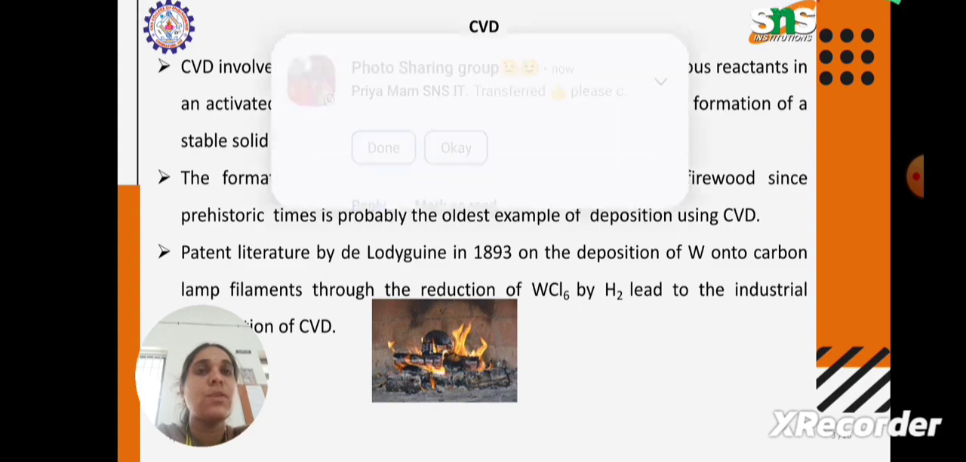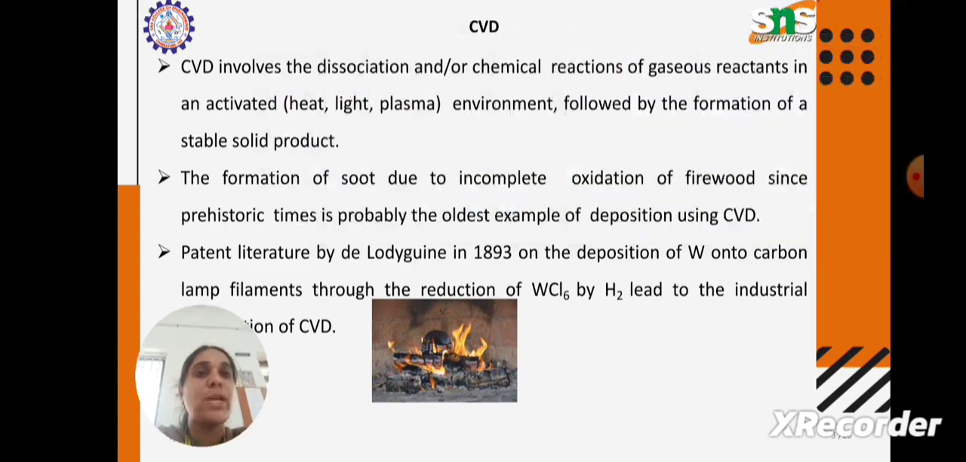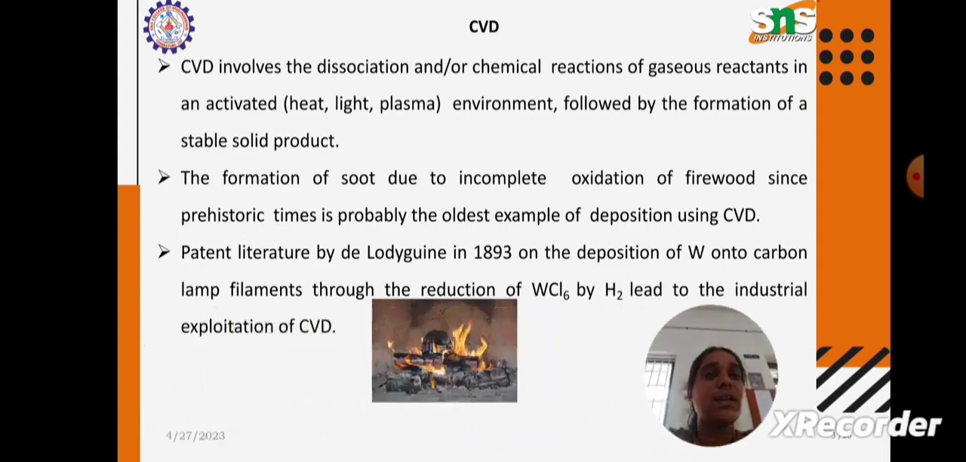The formation of soot due to incomplete oxidation of firewood is probably the oldest example of deposition using CVD. Patent literature by D. Lodiguin in 1893 describes the deposition of tungsten onto a carbon lamp filament through the reduction of tungsten chloride by hydrogen, which led to the industrial exploitation of CVD.